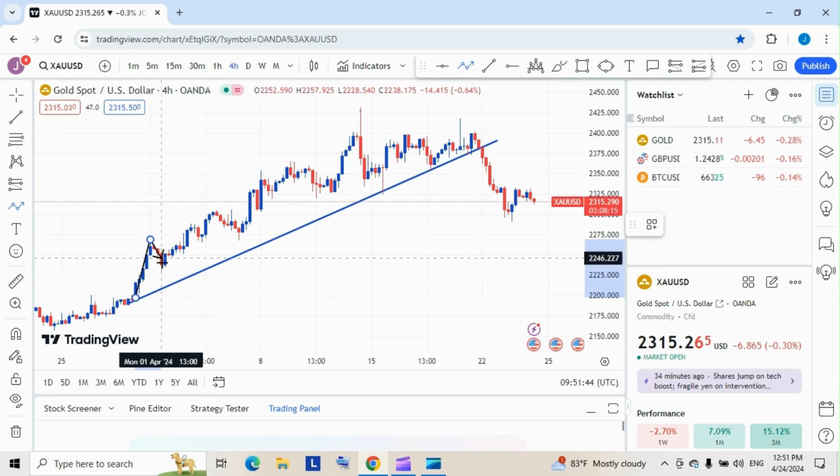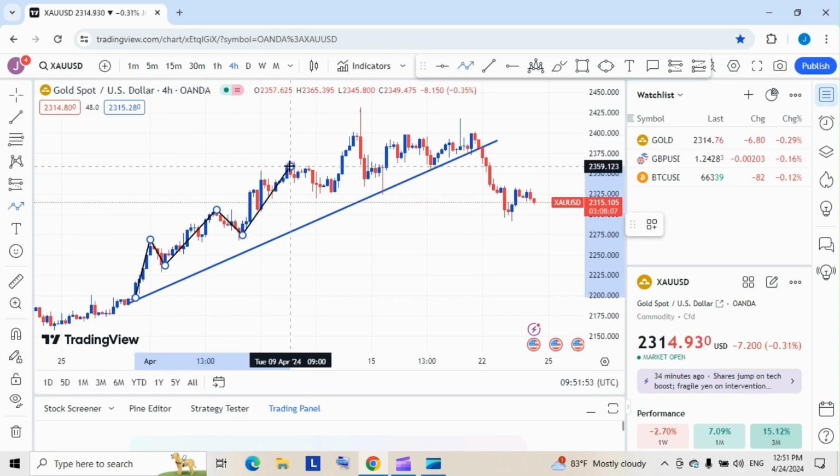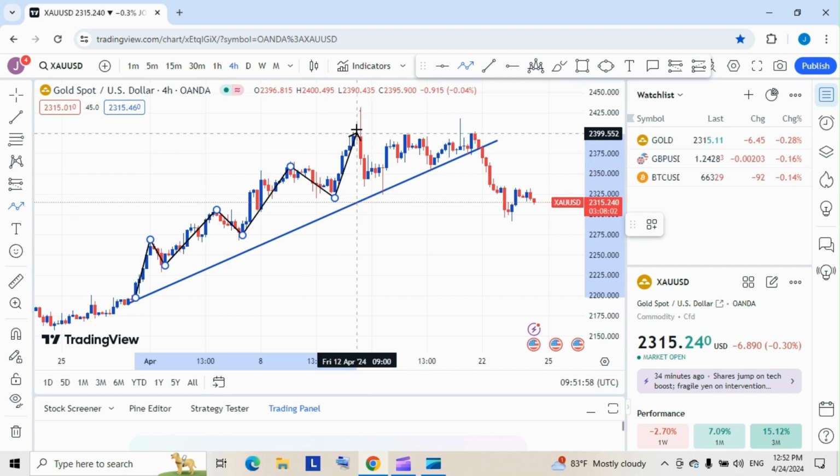So you see, buyers came in again. This is another higher high, and we have another higher low. Another higher high, another higher low. So this is market structure. Higher high again, and we have another higher low. Then another higher high, and another higher low.